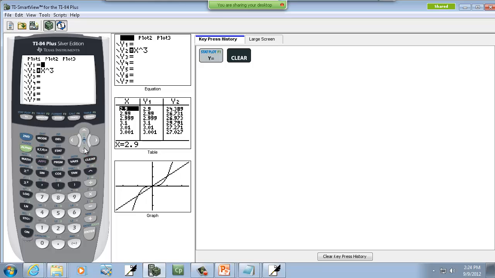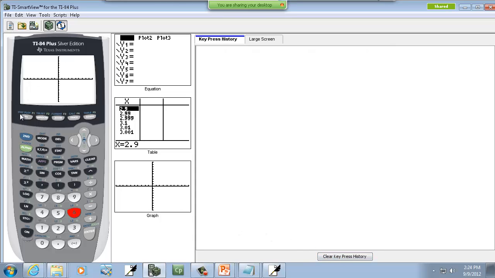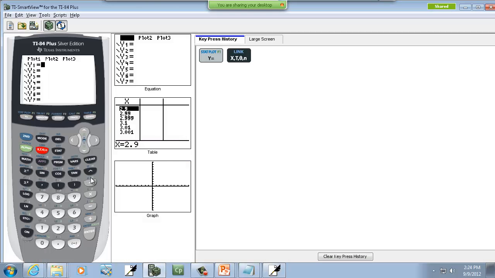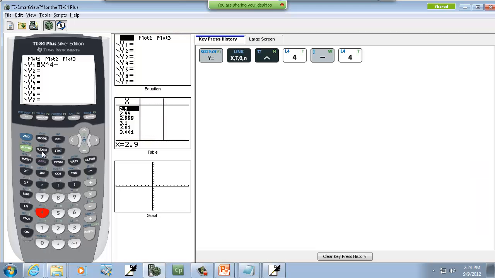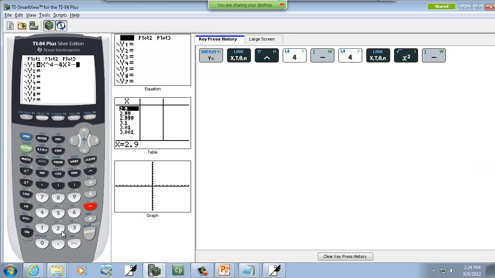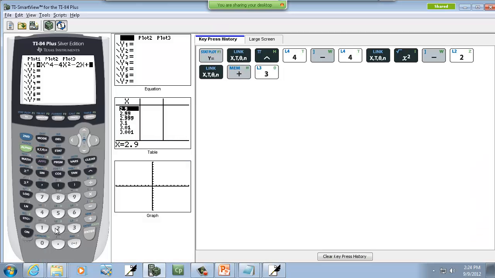I press y equals. I'll clear those out. Do a zoom. Choose 6 for ZStandard. Okay. Now we should be back where we were. That's from a previous problem. And let's type in the top part. So we got x to the fourth minus 4x squared minus 2x plus 32. And I'll down arrow to y2 and put a 0 there. You have to have a 0 on y2.